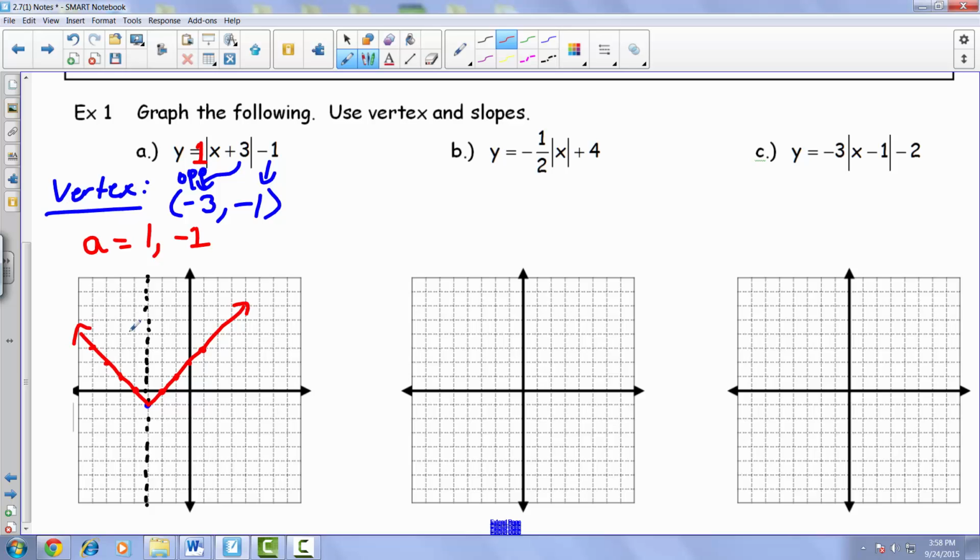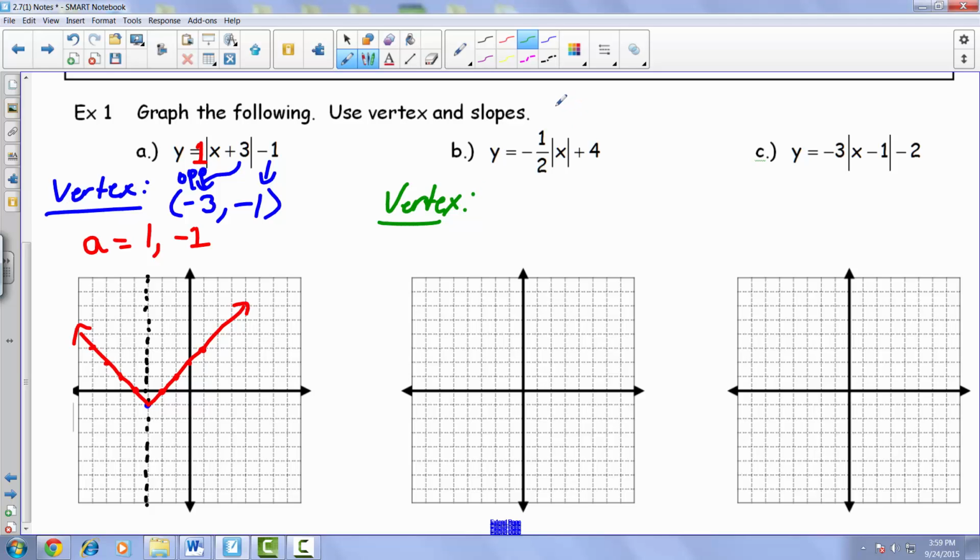And notice, too, that the left side is mirroring the right side. So that's pretty much how we're finding these vertexes and the slopes. Looking at this one, we notice that we don't actually have an h value for our vertex. We actually do, believe it or not.